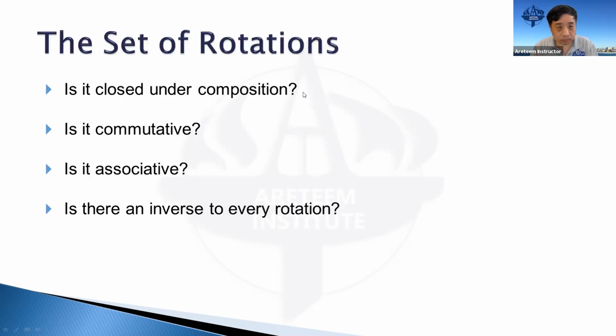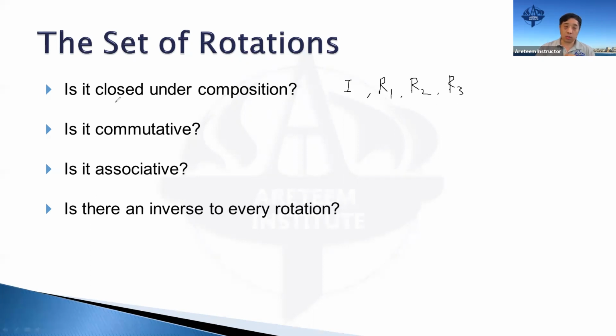So then let's talk about this set of rotations. Let's not worry about reflection yet. Here, is it closed under composition? We have 4 different rotations. I is the identity: you don't rotate anything, 0 degrees or 360 degrees, same thing. R1 is 90 degrees, R2 is 180 degrees, R3 is 270 degrees, and R4 is the same as I. So only these 4 items.